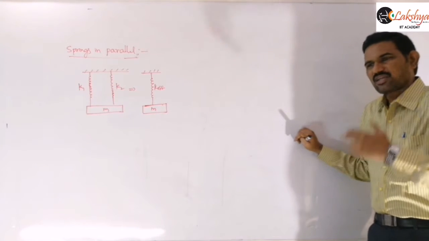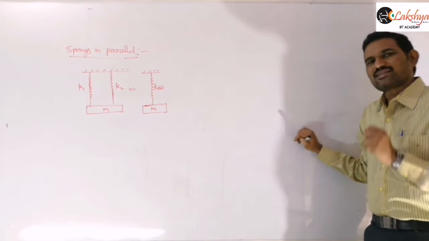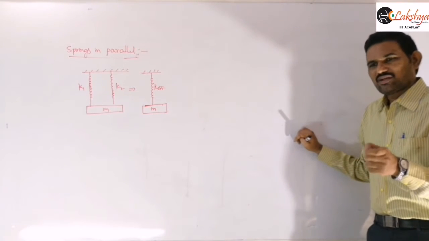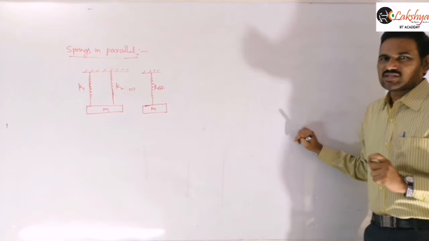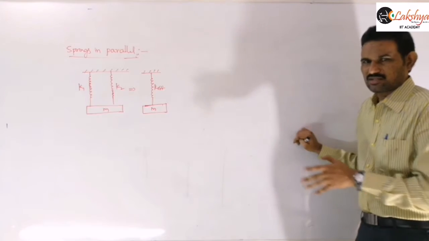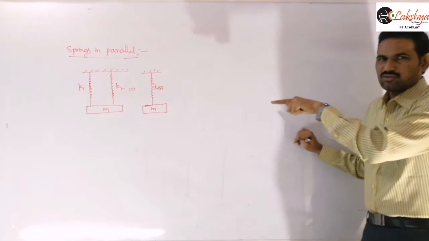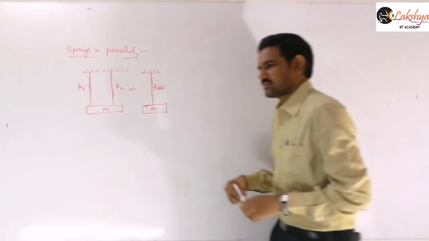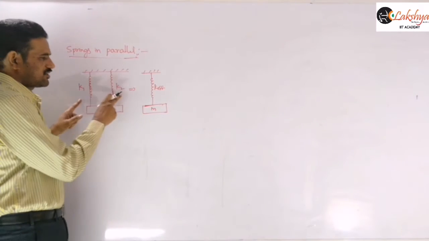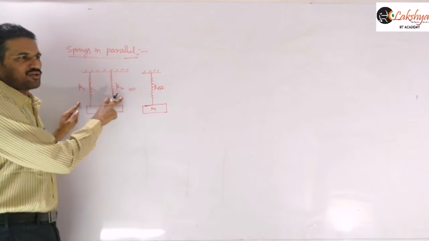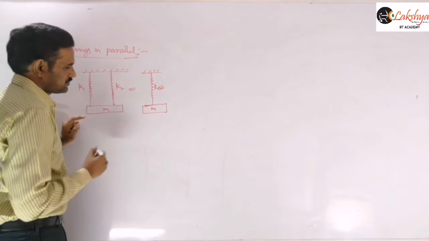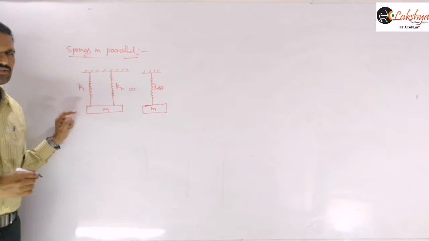In one spring it may be elongation, and the other spring may be compression. If one spring is elongating by, say, 1 centimeter, the other spring may compress by 1 centimeter. Then both are said to be in parallel combination. According to this diagram, if this spring is elongating by 1 centimeter, this spring also increases by 1 centimeter only. Then you can say that both are in parallel if they are connected like this. So in parallel, the elongation will be the same.